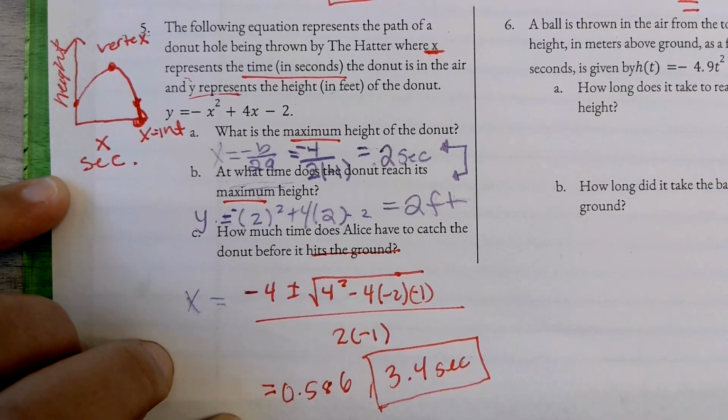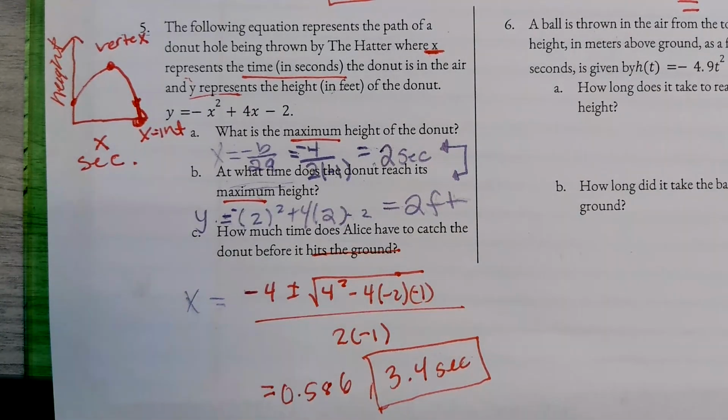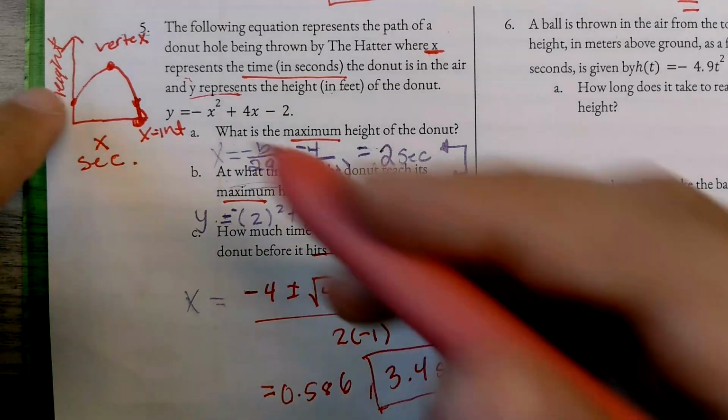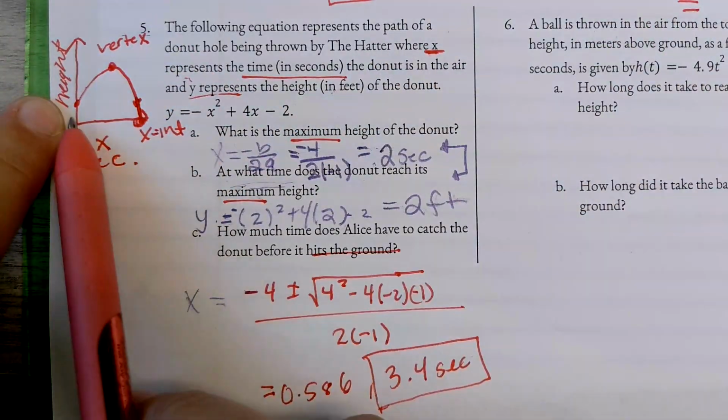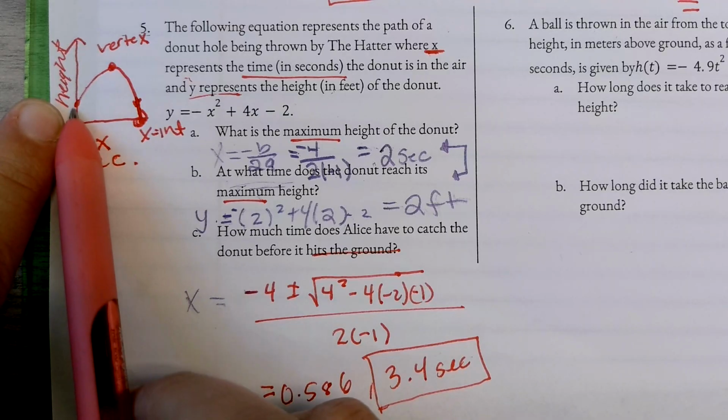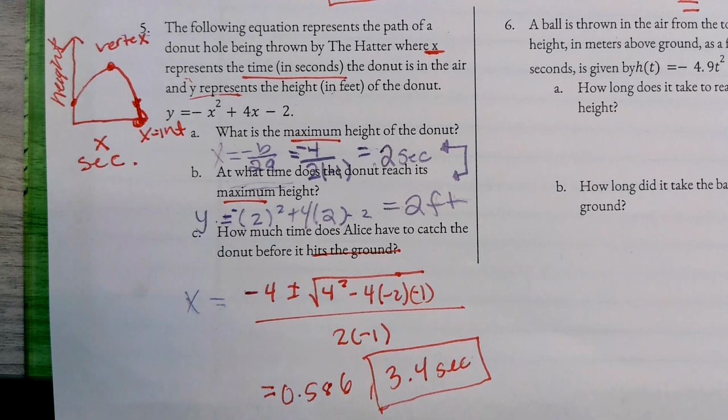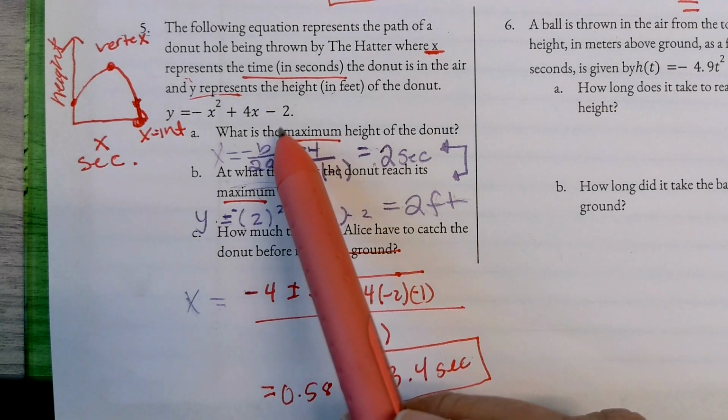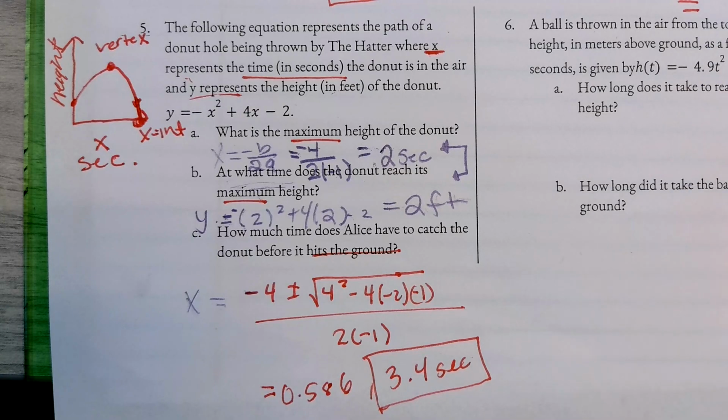So 3.4 seconds. And it's really close to 4 seconds, which is what it would be if it was even on both sides. The only reason it's not even on both sides is because we don't know what height the Mad Hatter threw it from, right? It looks like probably 2. But anyways, that's how you do those problems.